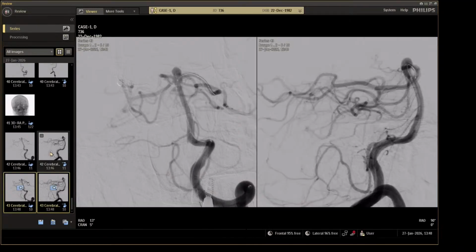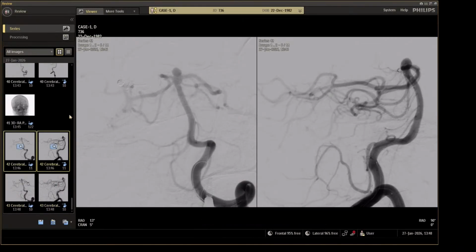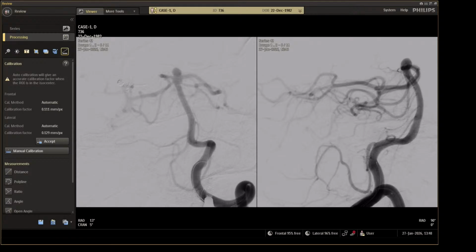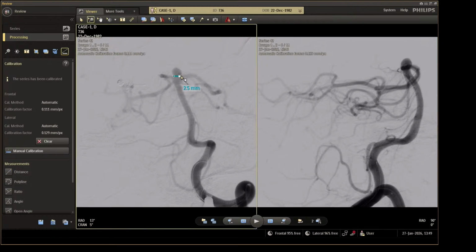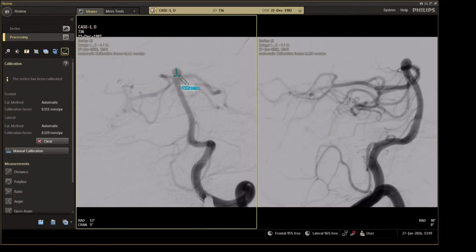Yes, at this point we will measure the aneurysm. It's wide neck, 3 mm. Down to neck 4, huh?